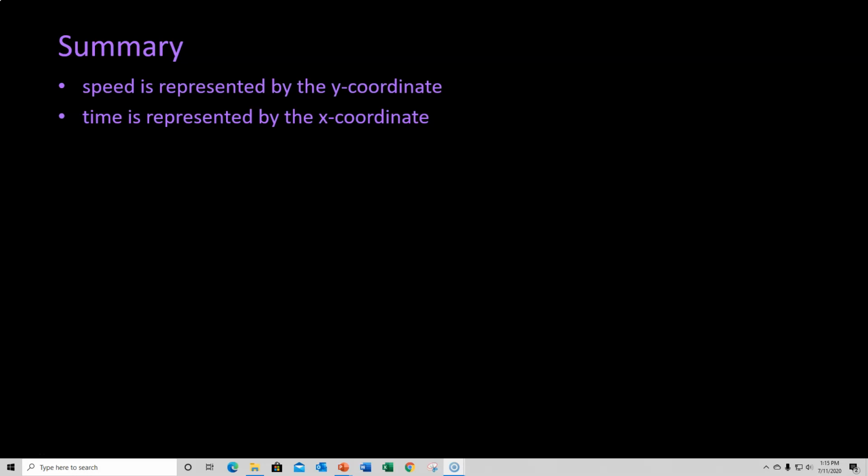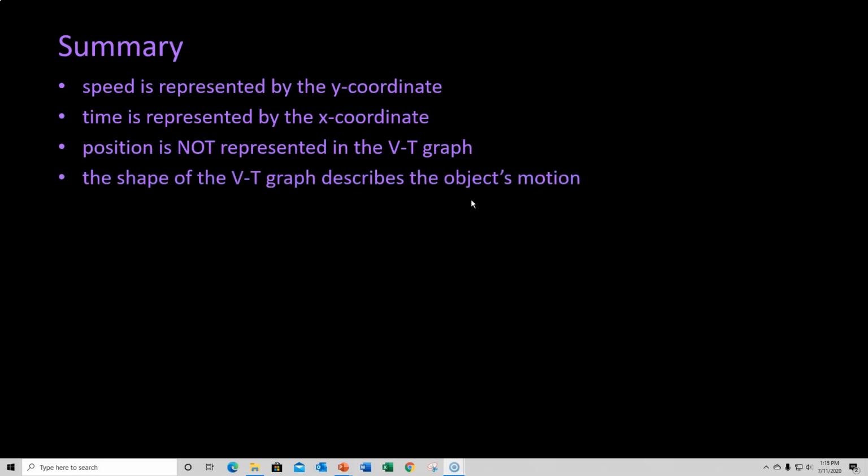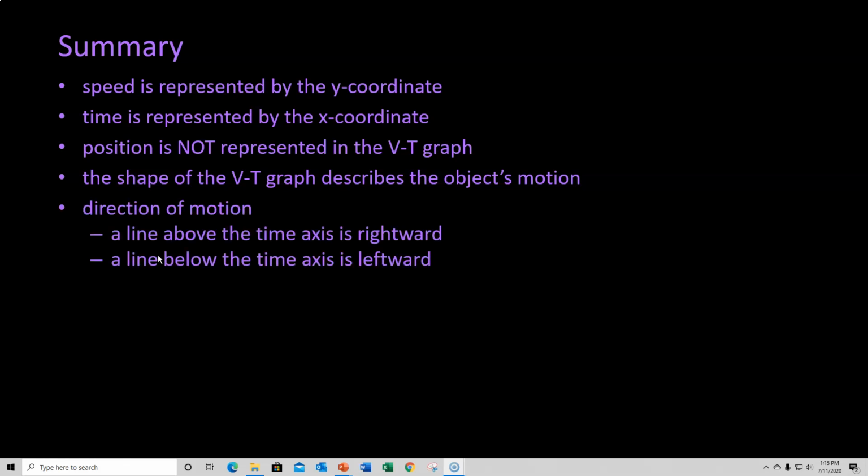Let's summarize what we've learned. First, speed is represented by the y-coordinate and time is represented by the x-coordinate. Important, position is not represented at all in a velocity time graph. The shape of the velocity time graph describes the object's motion. In terms of the direction of motion, a line above the time axis is rightward motion or upward motion. A line below the time axis is leftward or downward motion.